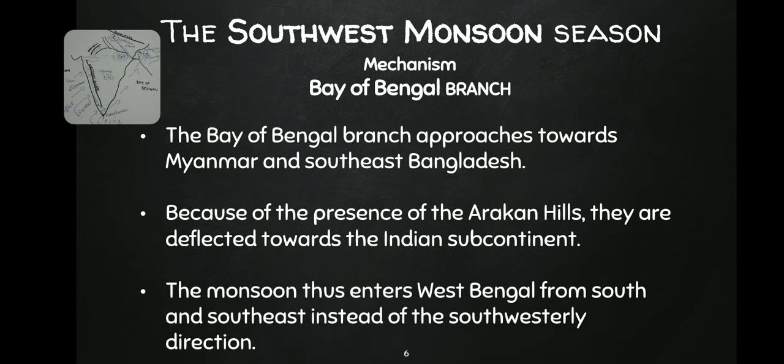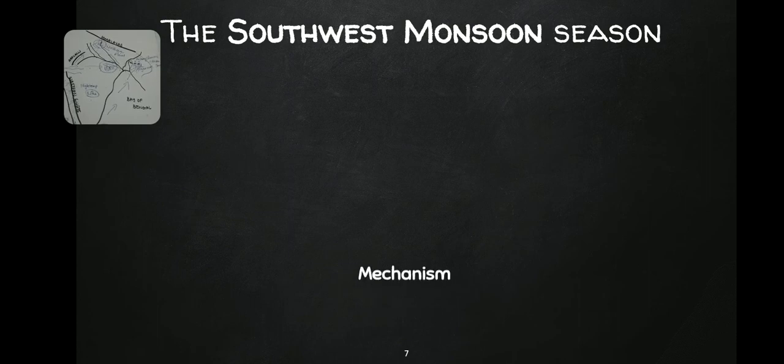So the monsoon enters West Bengal from the south and southeast instead of southwest. Though the name of the wind is southwest monsoon winds, in the northern plains they blow from the south and east. It is not called a southeast monsoon, it is called a southwest monsoon, but the Bay of Bengal branch blows from the southeast. Okay.